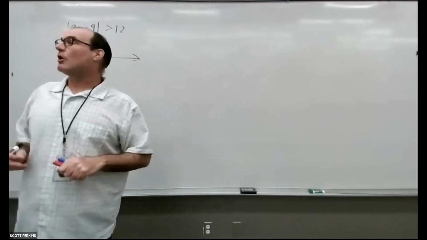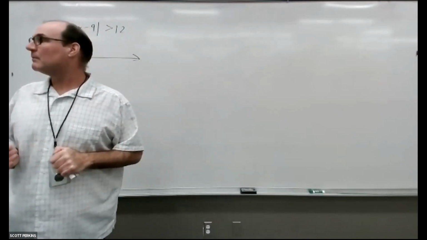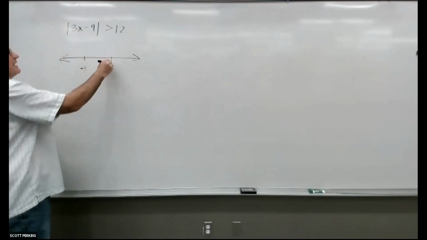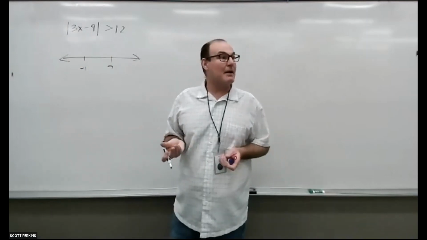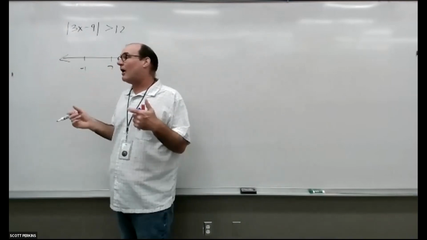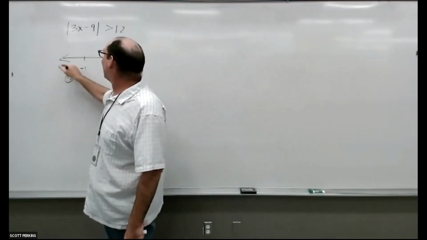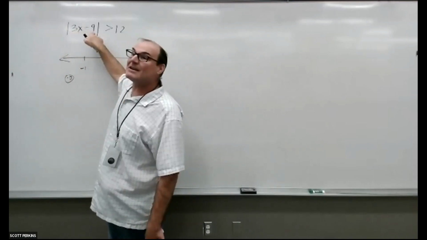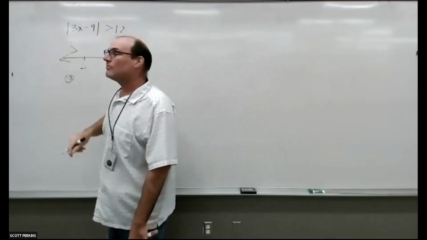All right, earlier we solved the related equation. What were the solutions to the related equation? -1 and 7. Thank you. So now I'm just going to test the 3 intervals on my number line. Just check yours with what I get. We should all have the same conclusion. I'm going to put in -3 on this side. 3 times -3 is -9. -9 minus 9 is -18. The absolute value of -18 is indeed bigger than 12.